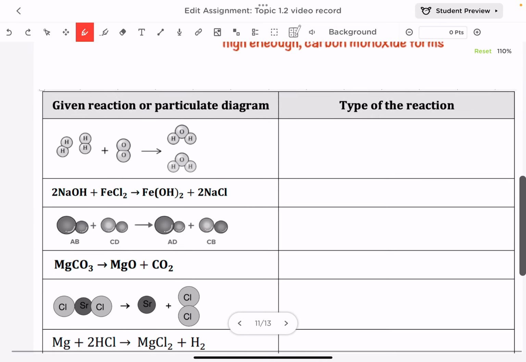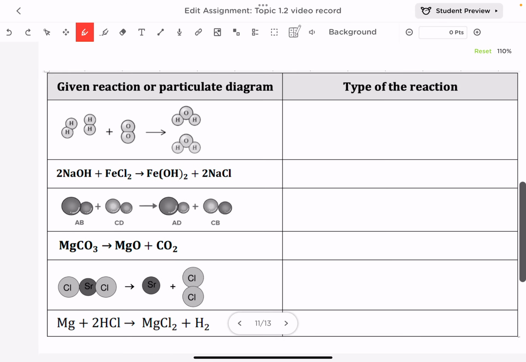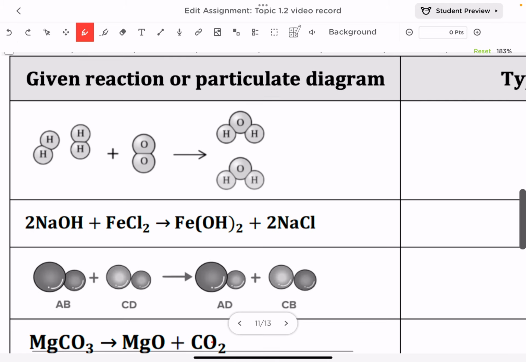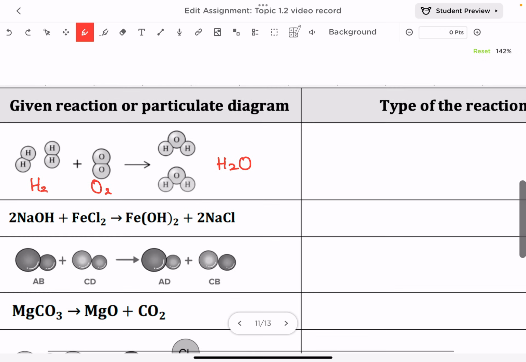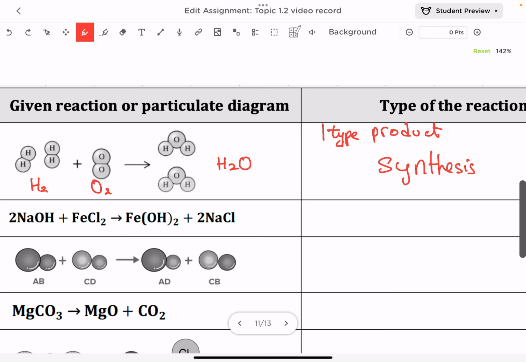Now let's look at this example below. We need to classify the type of these reactions. So looking at this example, I have hydrogen molecules and oxygen molecules, and when they reacted, I obtained molecules of water, H2O. In this case, we are looking at a combination, a synthesis. In a synthesis reaction, we always end up with one type of product. One type of product means that we have a synthesis reaction.